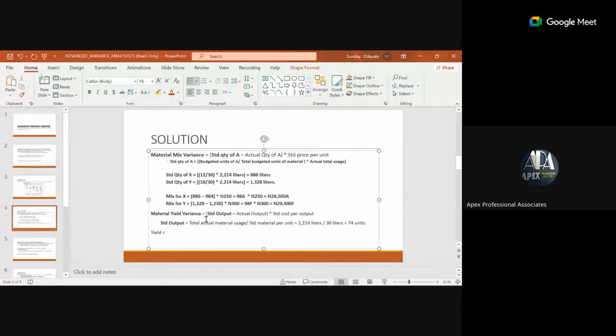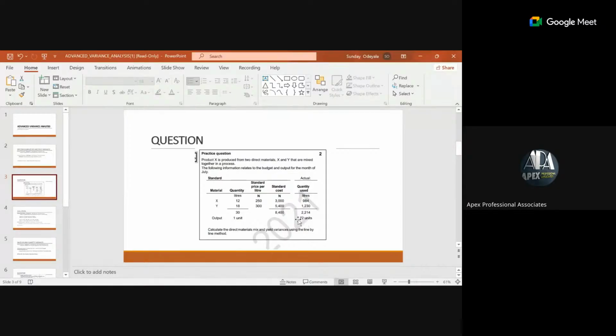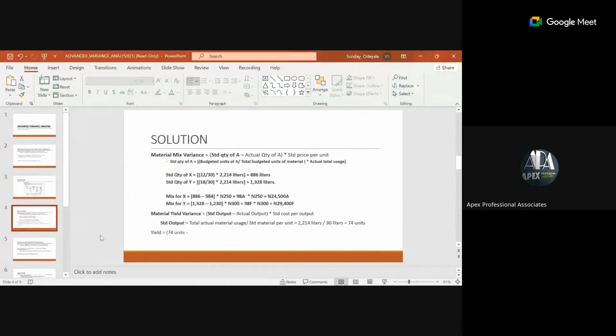Remember the formula again: standard output minus actual output. Now, what's our standard output? We said we were supposed to get 74 units, but how many units did we get? They said we were only able to produce 72 units. Somewhere right here, it said the output was 72. So minus 72 units.